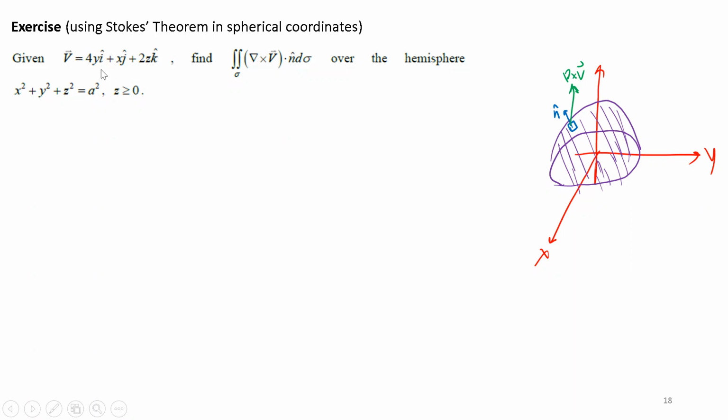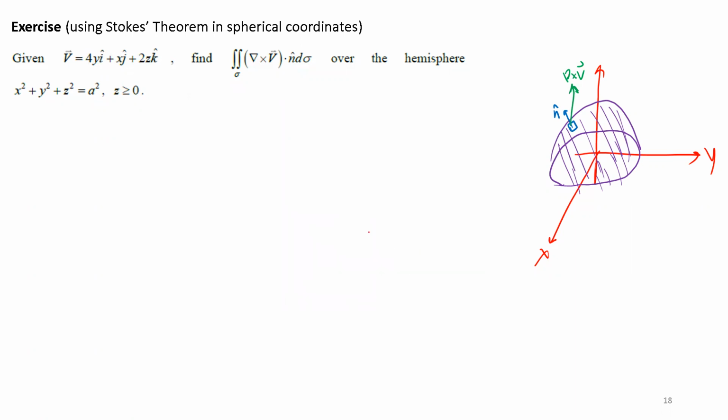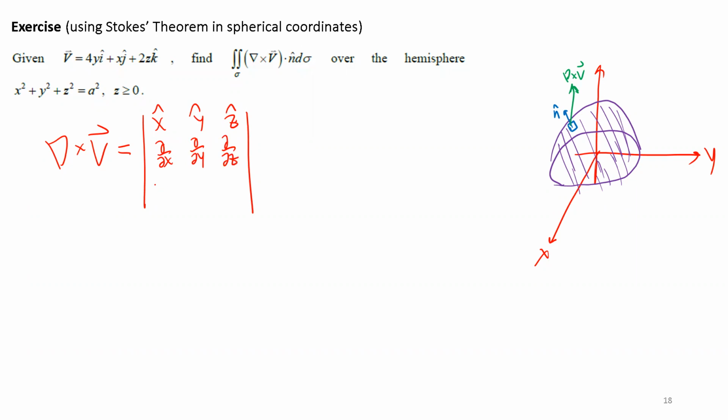First of all, I should mention that this ijk just means x hat, y hat, z hat. Then what I would do is simply take the curl of V first, in Cartesian coordinates anyway. Just take the curl of V first, just to see how it looks.